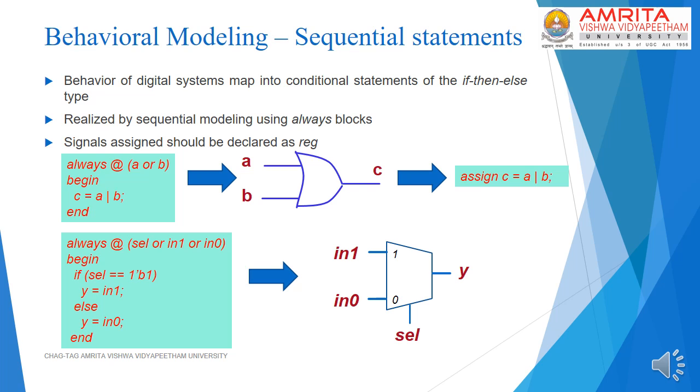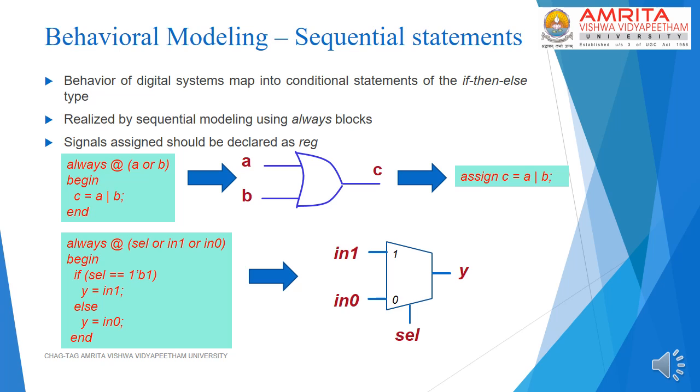So for facilitating execution of conditional statements in hardware description languages, we have what are called sequential blocks. Here the term sequential basically refers to statements which execute in sequence. They are not to be confused with sequential circuits. In Verilog, sequential blocks of code are created using the always block. We had briefly introduced the always block in the first lecture itself.